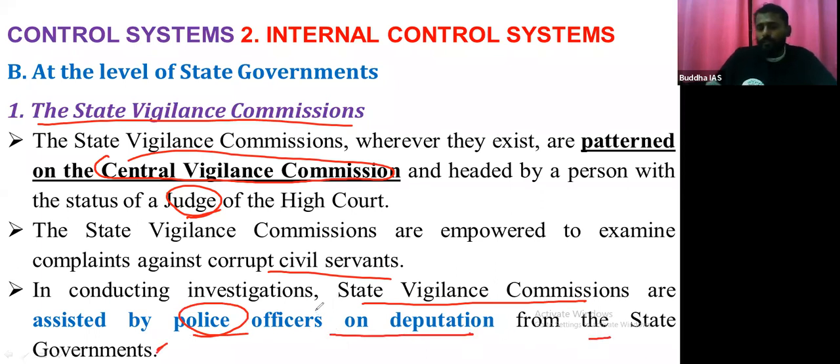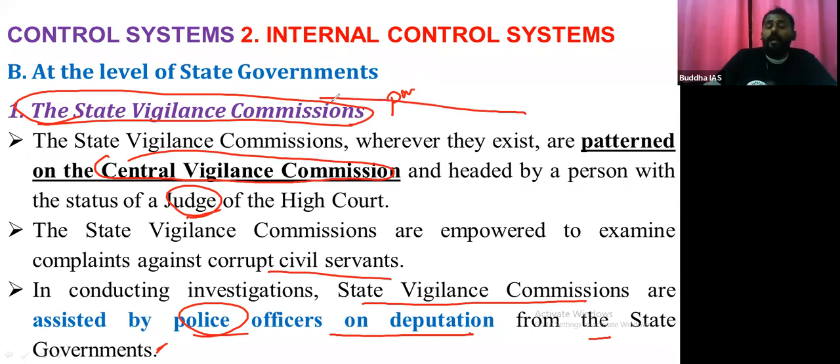Here, one important thing is these vigilance commissions are, to a greater extent, independent, and it is not part of police. In fact, police do come, and they come on deputation. Means once they come, they will be under the full control and supervision of the State Vigilance Commission. They come on deputation.